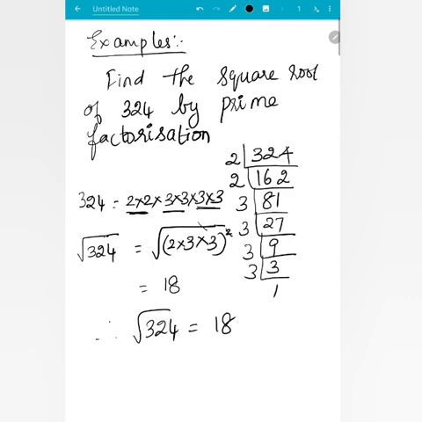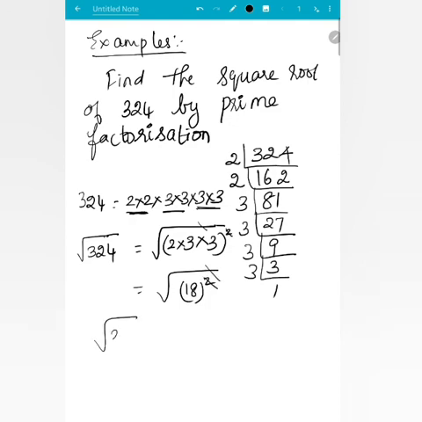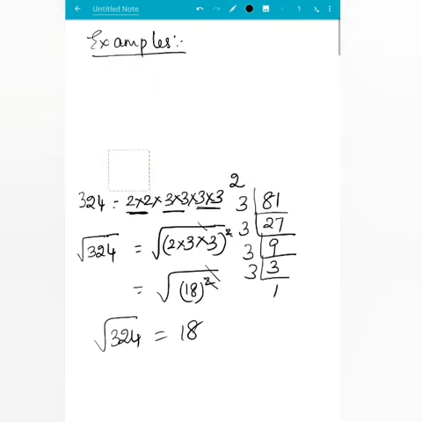This square and root will be cancelled. Otherwise, is it right or wrong? It should also be right. Suppose 2 3s are 6, 6 3s are 18, and I write it like this, 18 square. The square and root will be cancelled, so root of 324 is nothing but 18. This is also right. Next we will see another example.